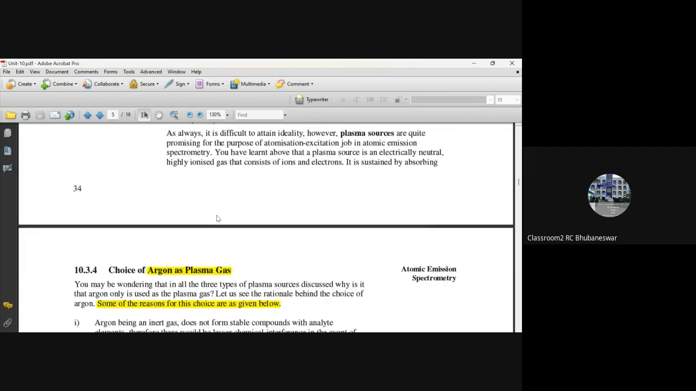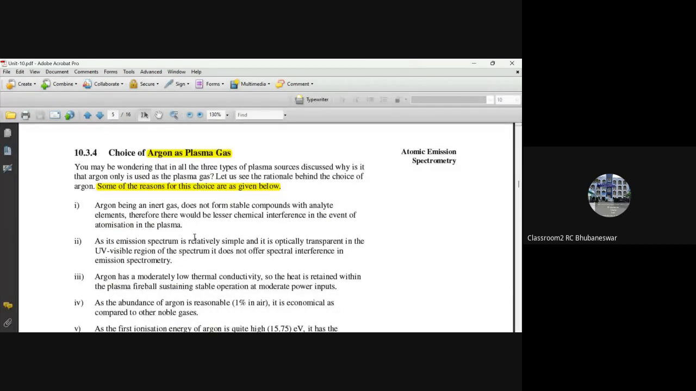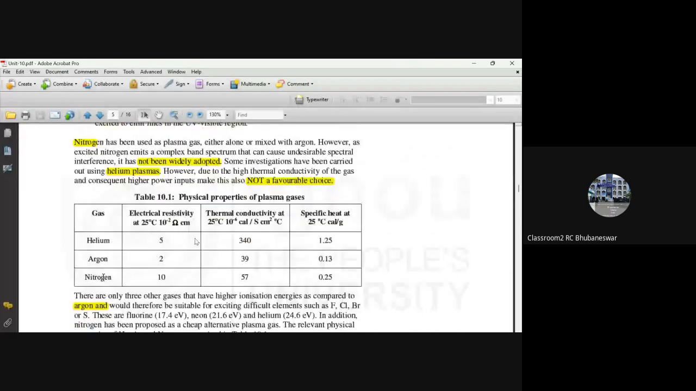Okay. So, the choice of argon as the plasma gas. Many gases can be used; helium, argon, and nitrogen are mostly used as the plasma gas.